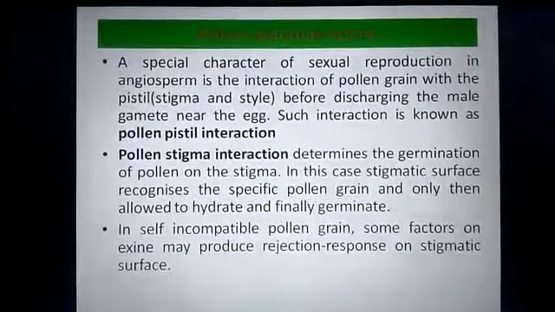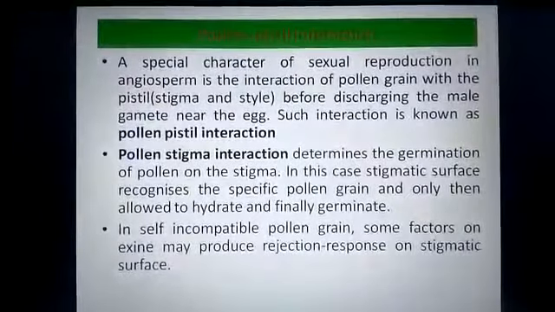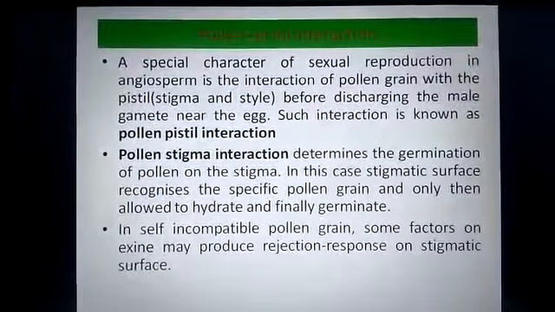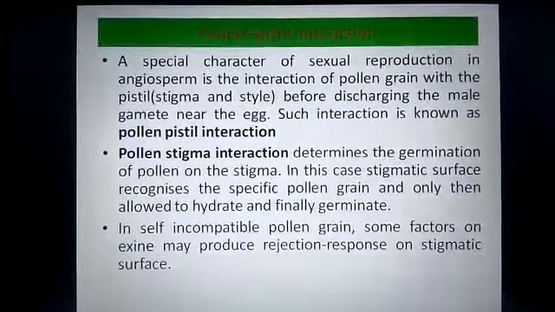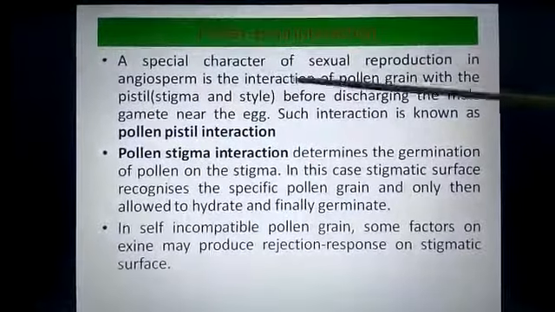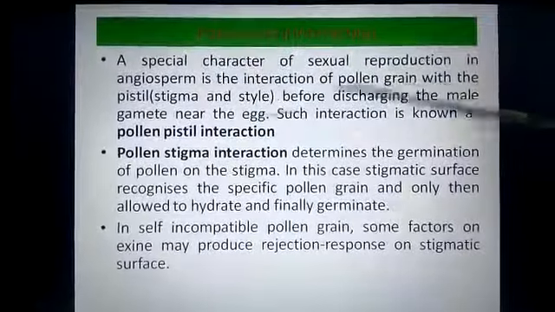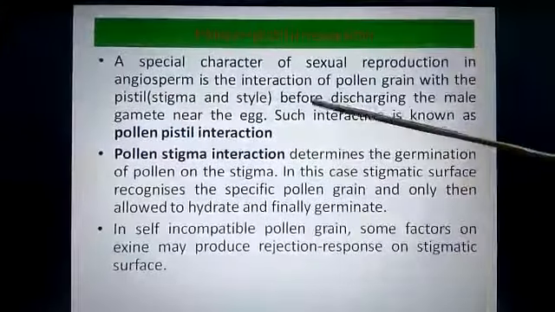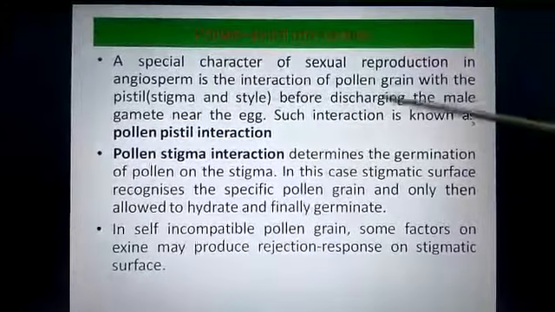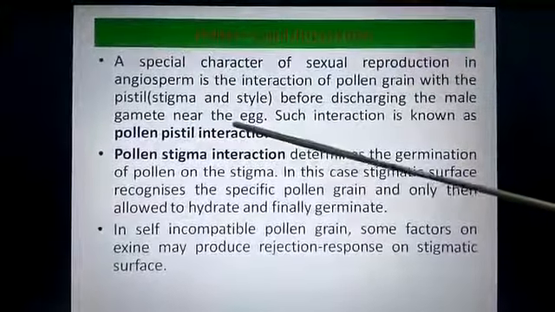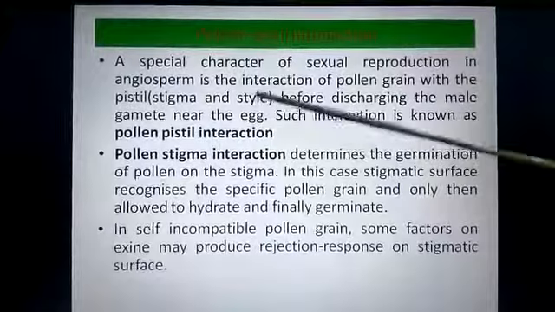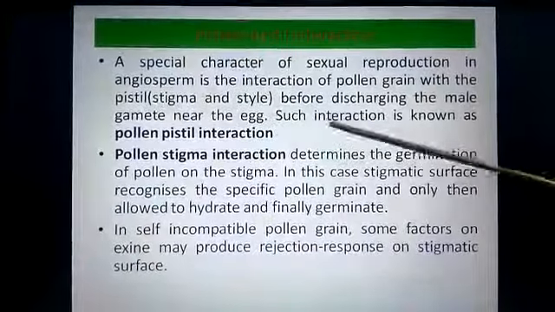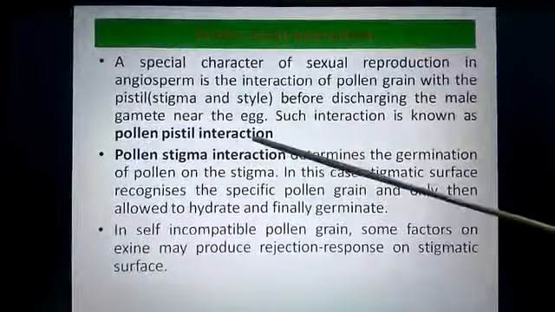So now let us go to the next topic, that is pollen-pistil interaction. One of the special characters of sexual reproduction in angiosperms is the interaction of pollen with the pistil, that is, the stigma and style, before discharging the male gametes near the egg. So this interaction between pollen and pistil is what we call pollen-pistil interaction.